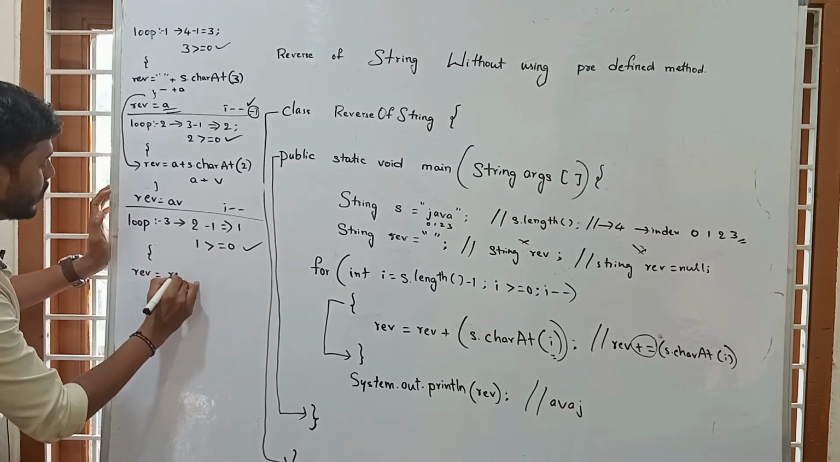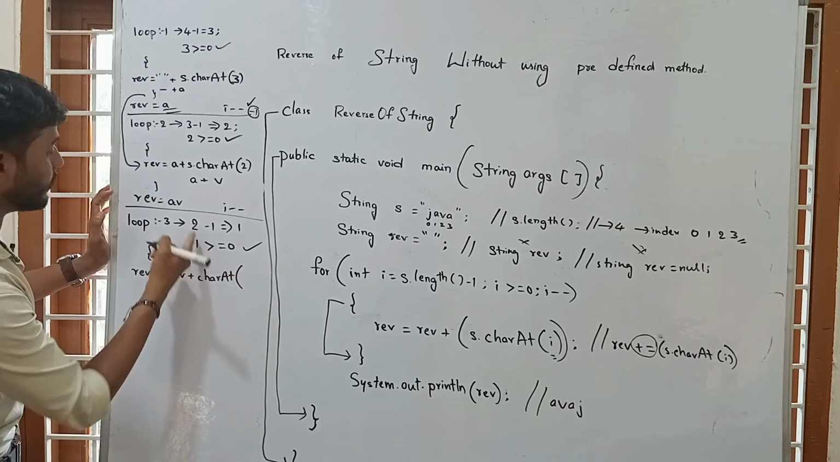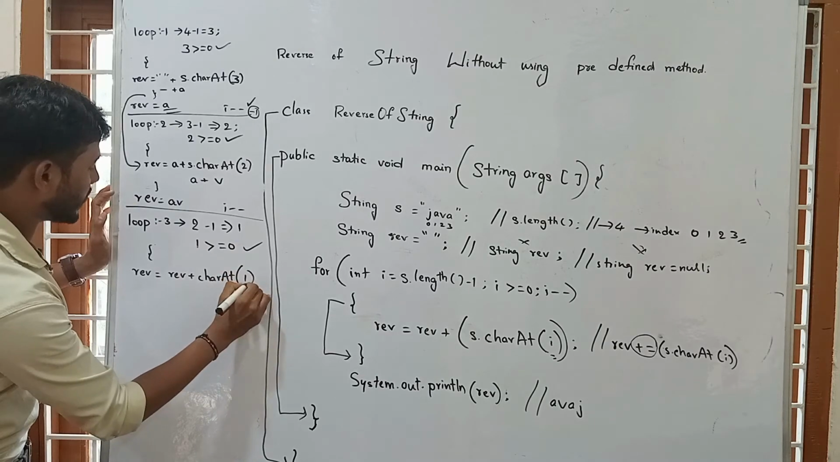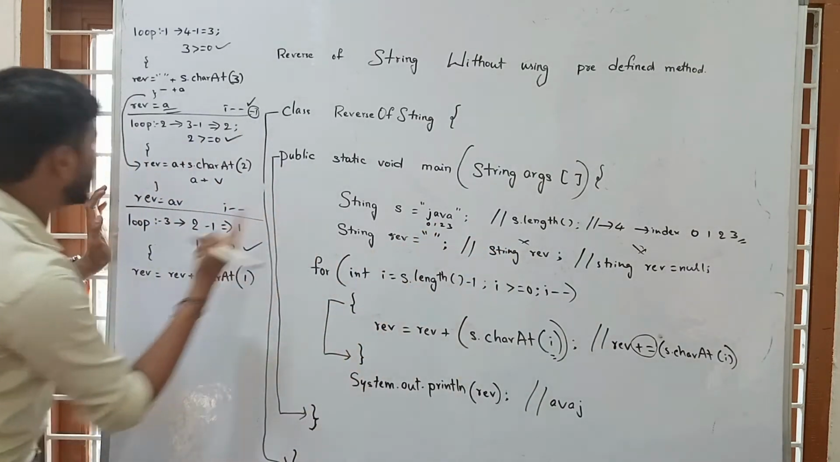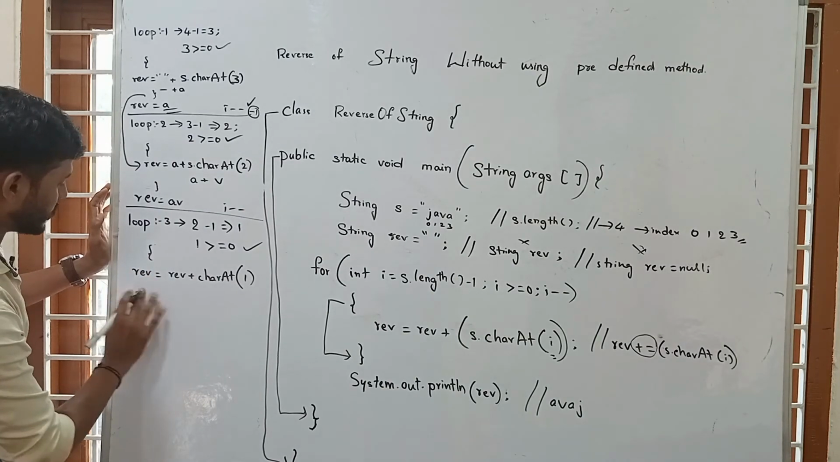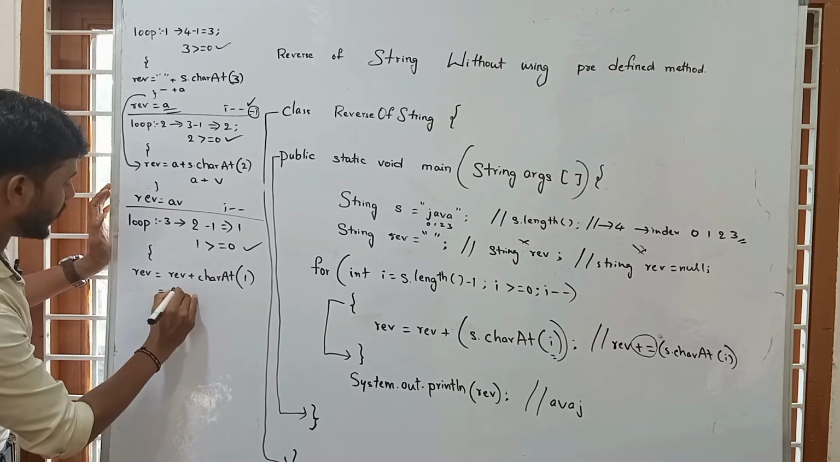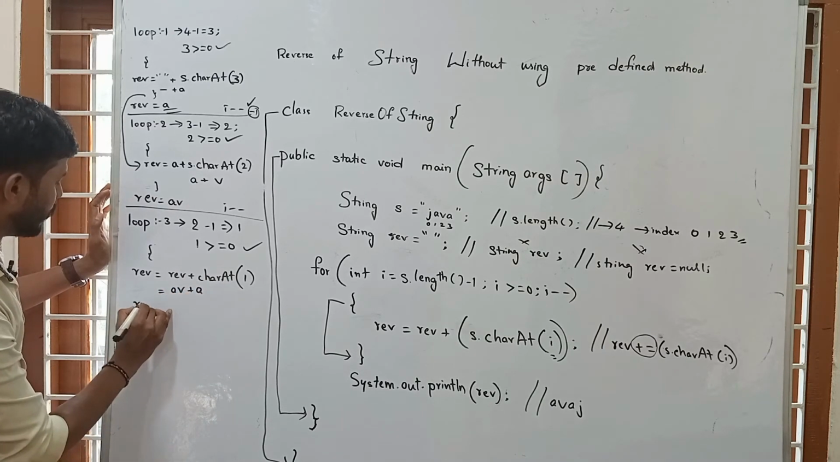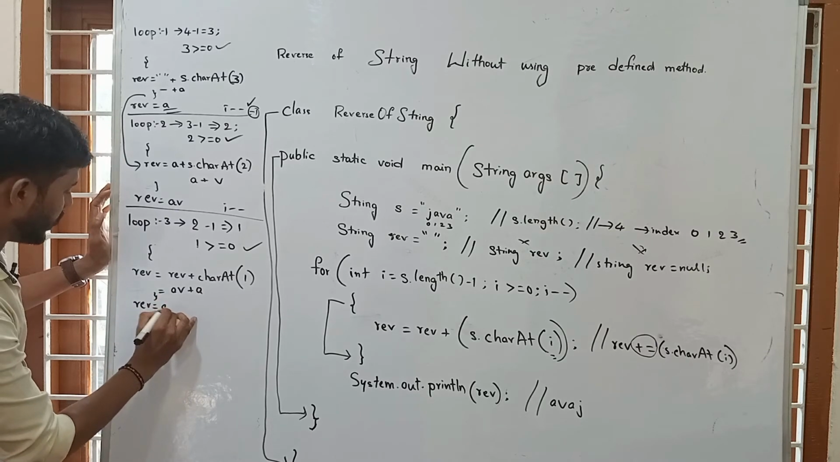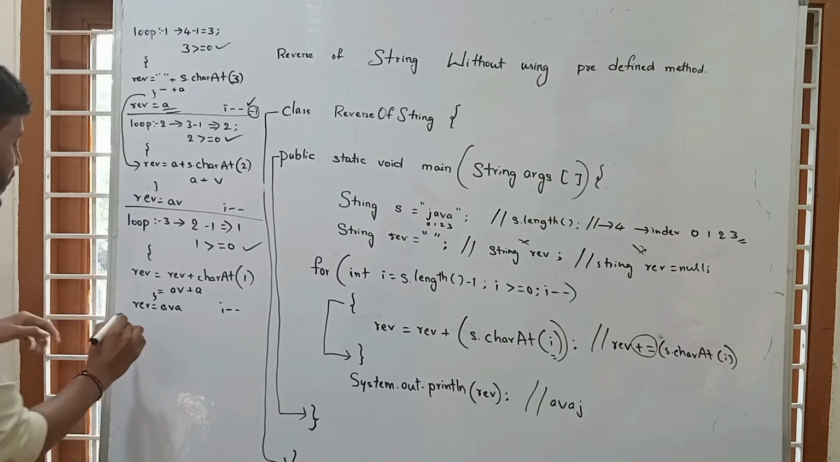reverse equal to reverse plus charAt(i). What is that i value? i value is 1. charAt(1), in that place we have the character A. So reverse equal to, already the reverse value is AV, plus A. Now reverse value equal to AVA. Again we have i minus minus.